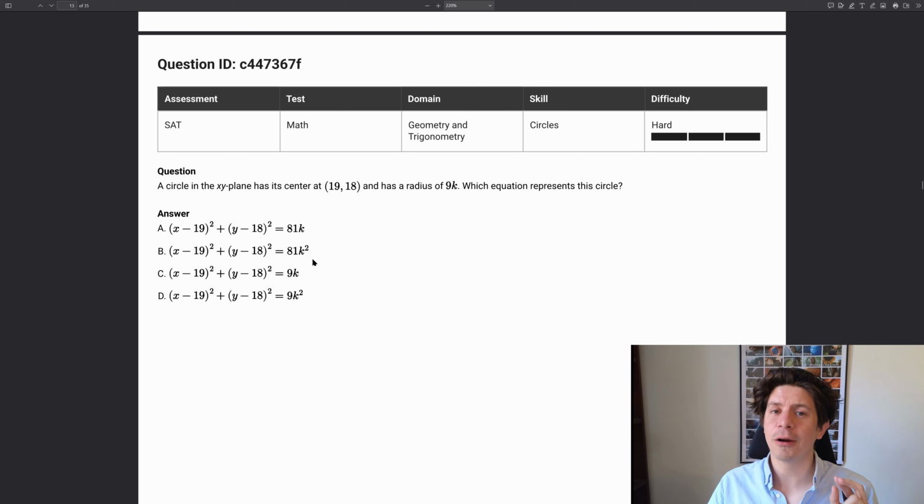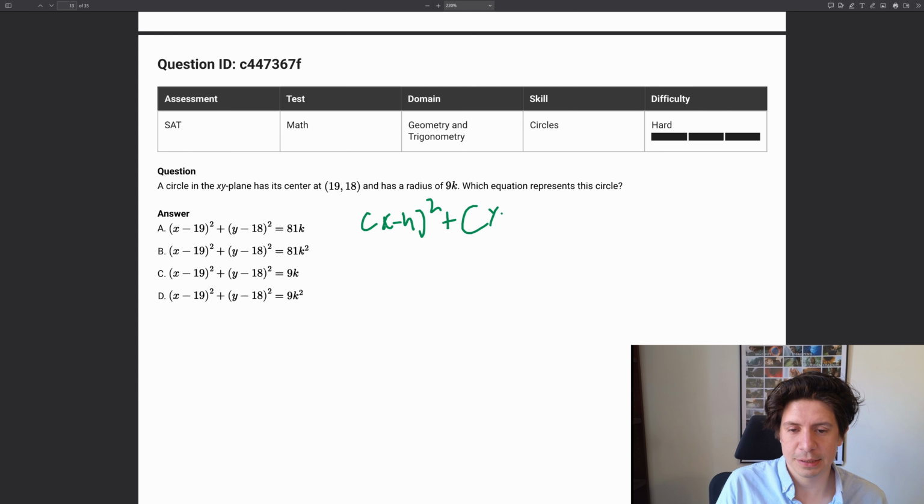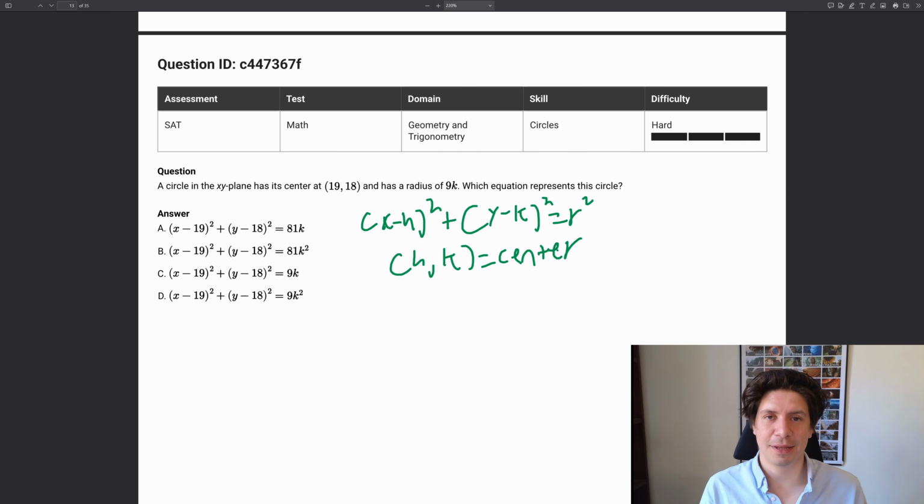Again, these are all hard level, but you can see if you understand the form of the equation, which I've talked about in the past, is (x − h)² + (y − k)² = r², where h and k are the center. If you know that, so much of the SAT math gets easy.